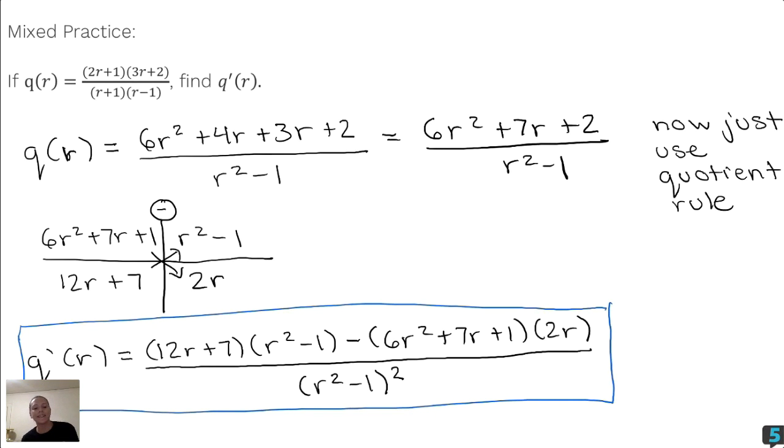Any questions about this example or any of the ones that we've done so far, or other questions about product and quotient rule at this point?